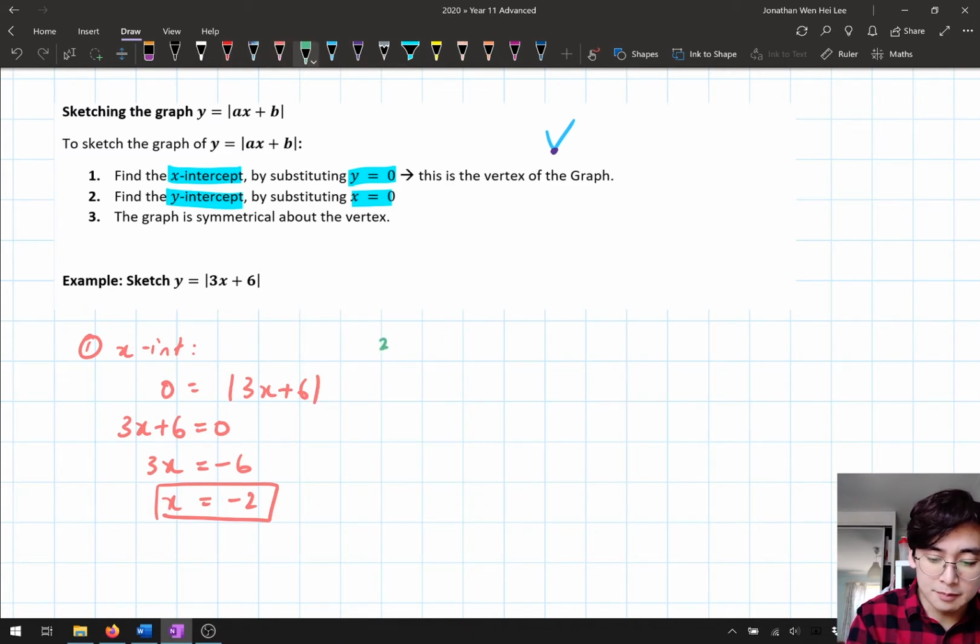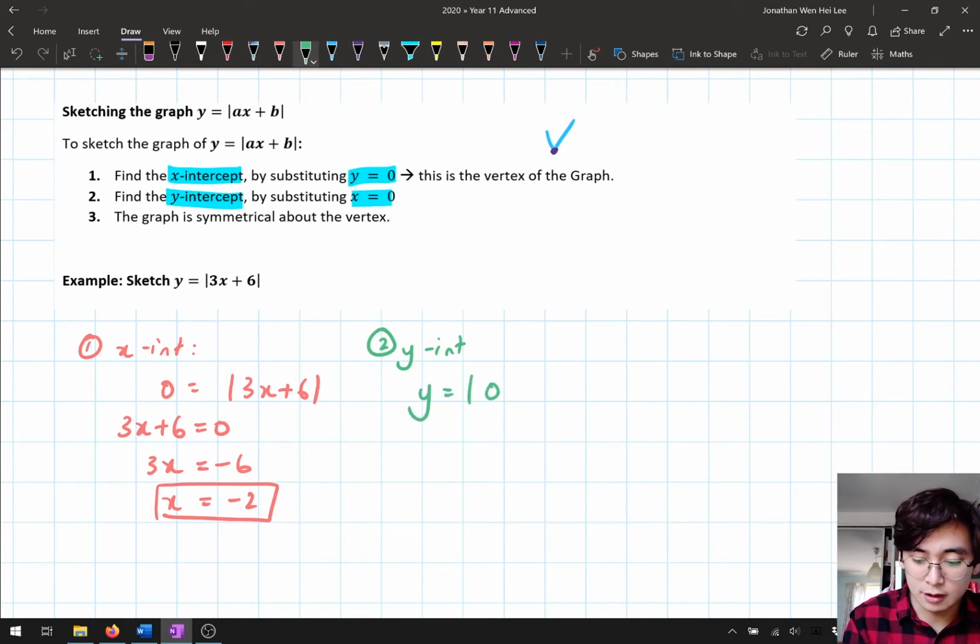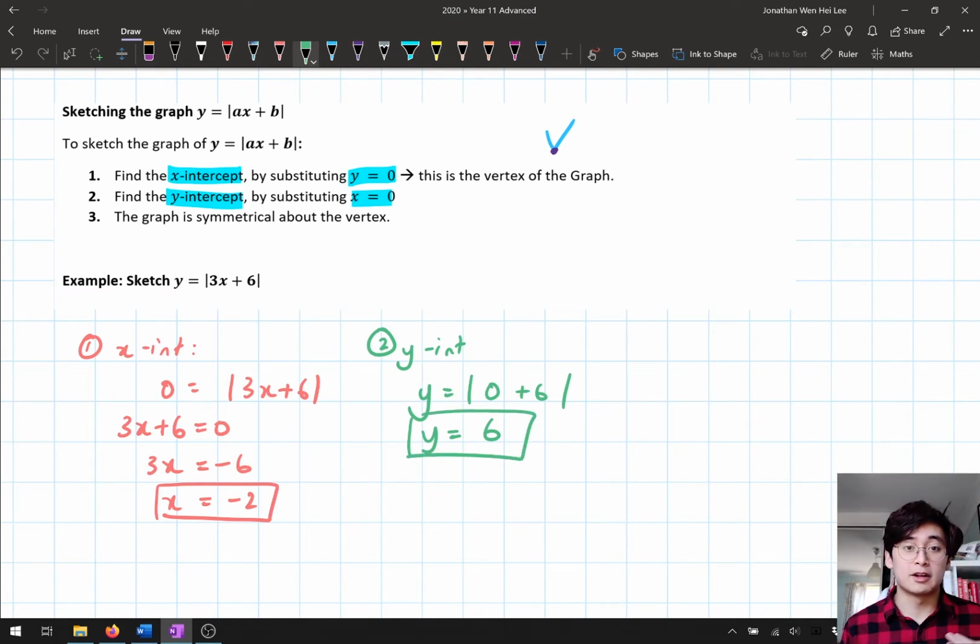Then the second step is to find the y-intercept, which is when we substitute x is equal to 0. So y is going to be equal to the absolute value of 0 plus 6, which is just 6. Okay, so I've got my 2 points, my 2 intercepts, and I also know that the graph is symmetrical about the vertex. So when I plot it on, it's just going to be symmetrical either side of that vertex.